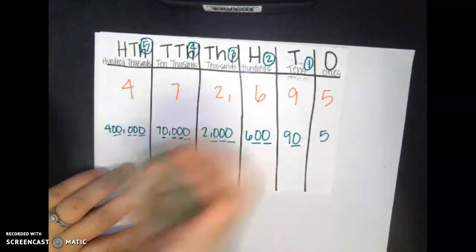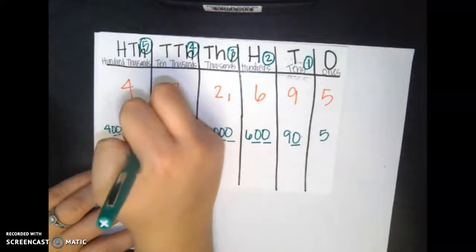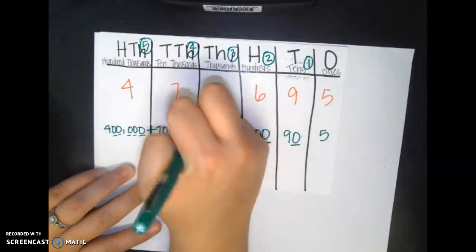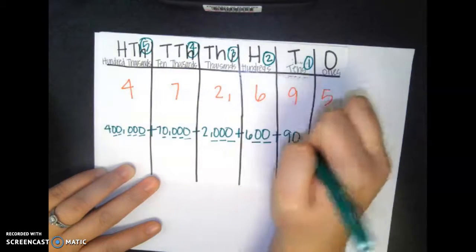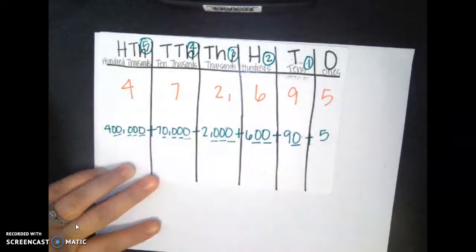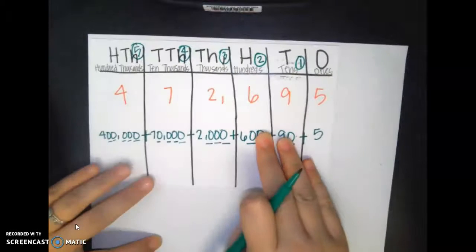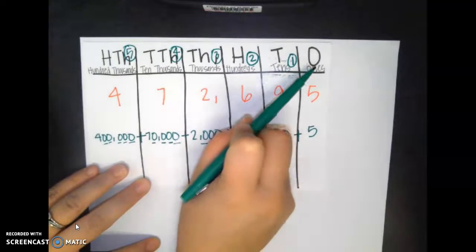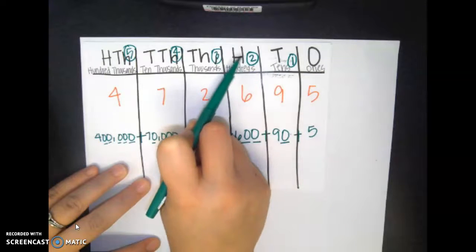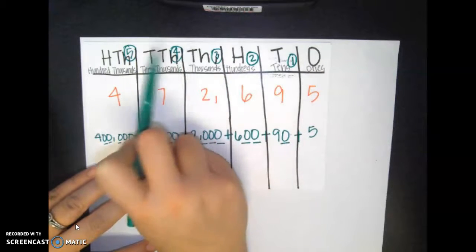Okay, so then if we just added all of these up, you have your expanded form. Okay, so let's practice again. Now remember, look at this pattern. We go 0. I'm not going to put a number there. 1, 2, 3, 4, 5.